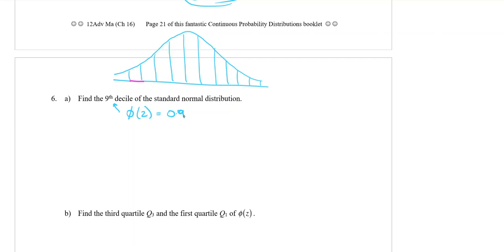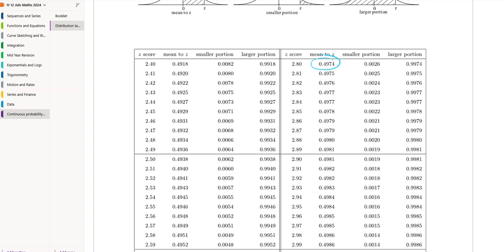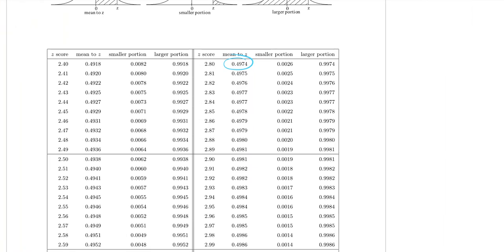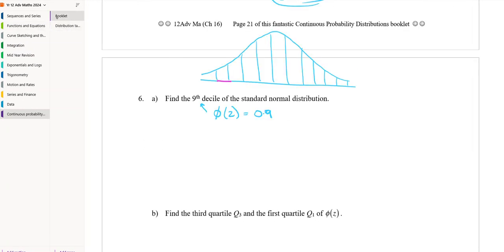Small problem. I need to find what the Z is that goes with that. Find the 9th decile. I want to know the value of the Z for that. Okay, we haven't really done this yet. What we need to do is go to our table. Because if 0.9 is all the way up here, actually, sorry, it's not the value on the end. All of 0.9 would be all of the space up to this last result here.